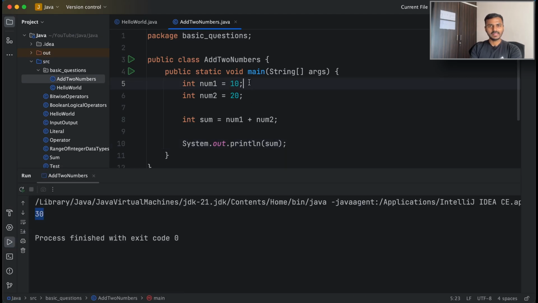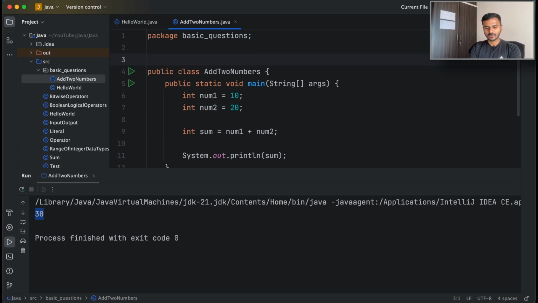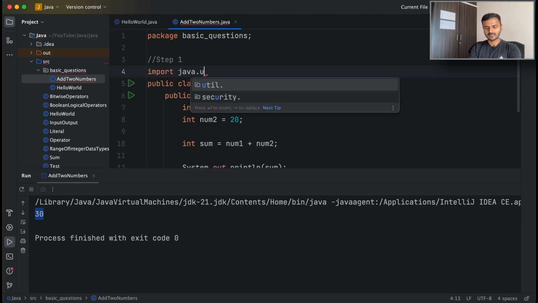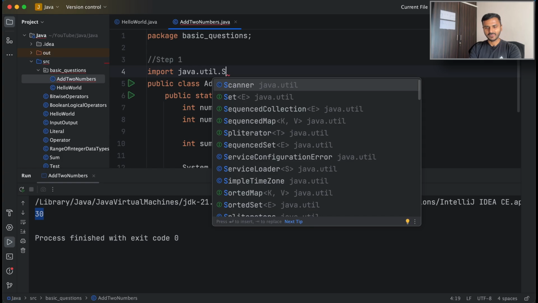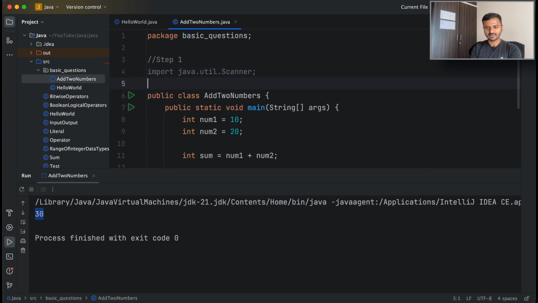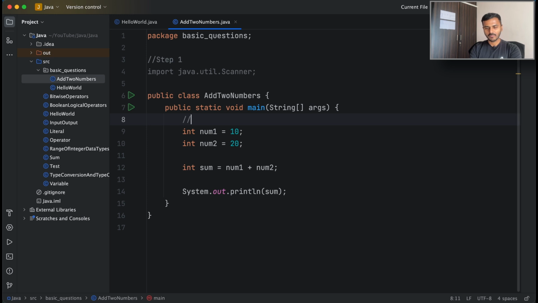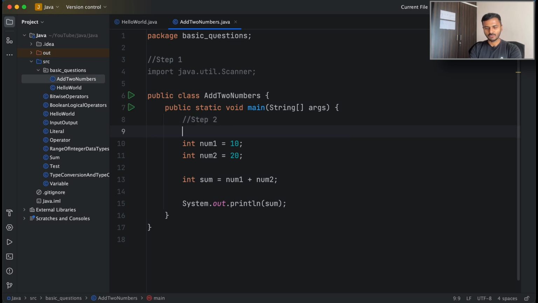The other way is to take input from the user. So taking input, as we know, is a three-step process. Step one is to import the scanner class. And we can do that by saying import java.util.Scanner. Then the next step would be to create an object of scanner class. And we can do that this way.